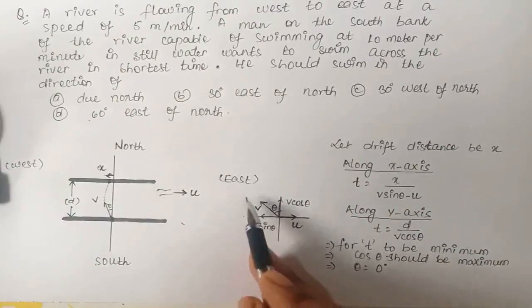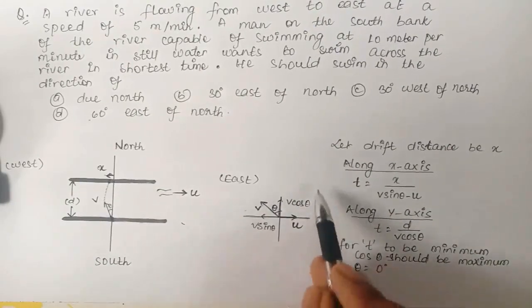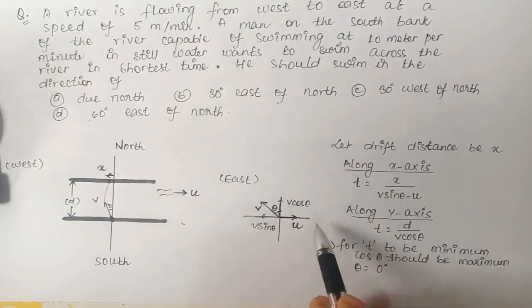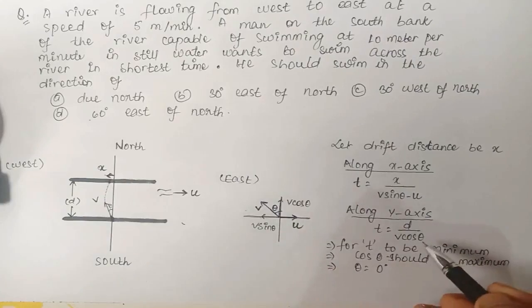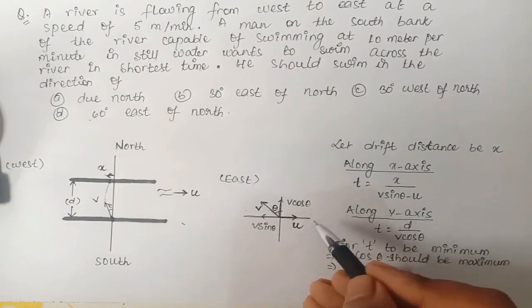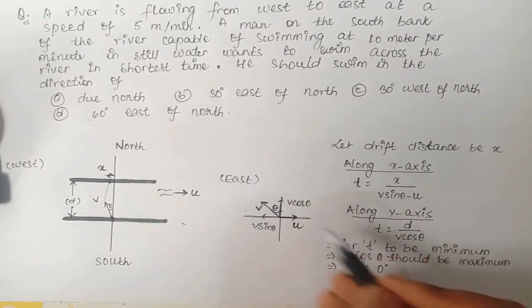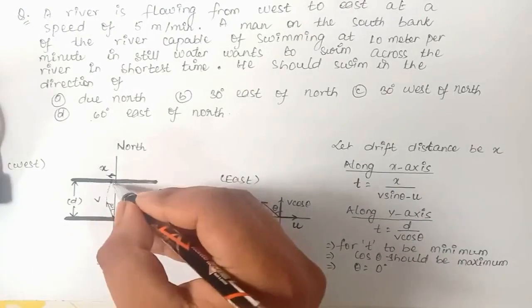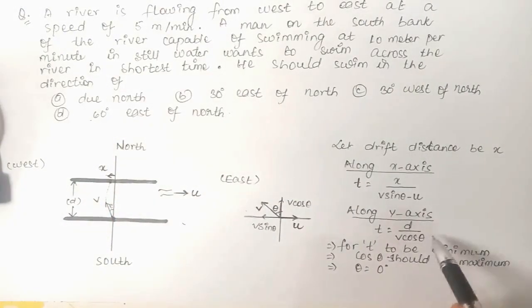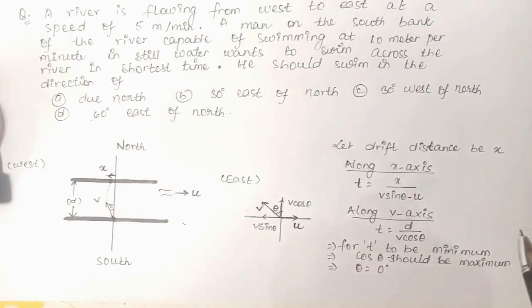As you can see from here, the vectorial representation of all the vectors is given here, so you can see the vertical velocity of the boat will be v cos theta. So the time taken by the boat to reach from this point to this point will be d by v cos theta. So suppose you have to travel in the minimum time possible.